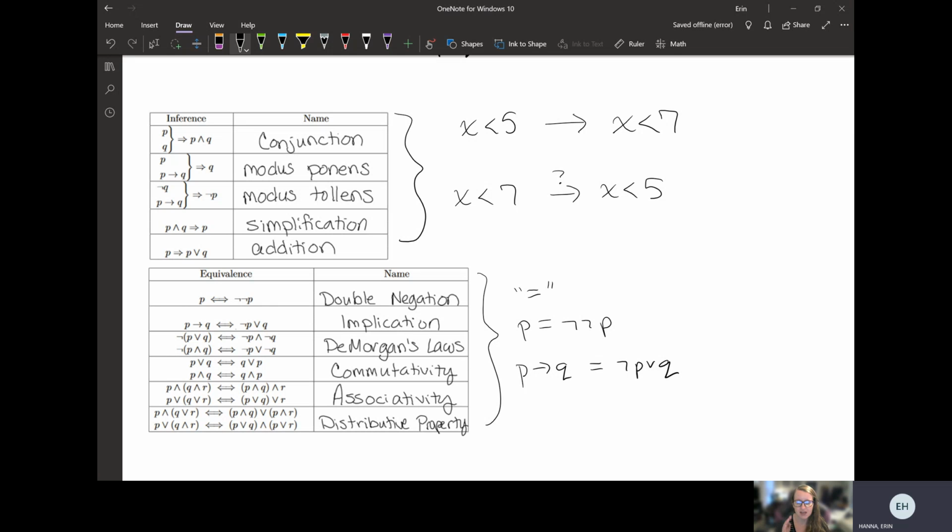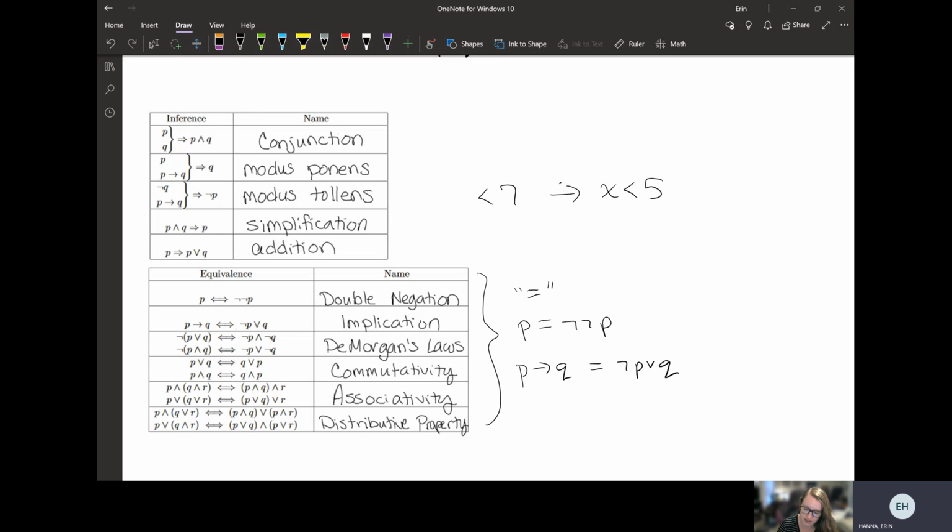So with these inference rules, it's that type of idea where you start with something, and the thing that we're allowed to rewrite it as is actually weaker than the original statement. So x is less than 5 would be considered stronger than x is less than 7, because x is less than 5 wouldn't include something like 5 or 6, but x is less than 7 would. So we're essentially able to rewrite a stronger statement into a weaker statement. And that's what these inference rules are doing.